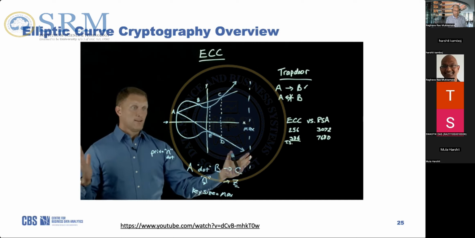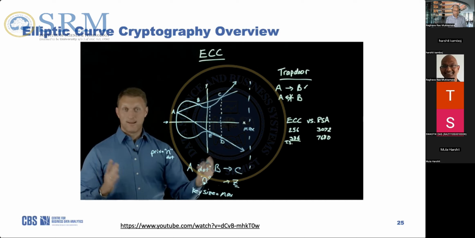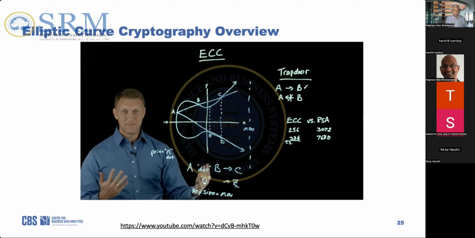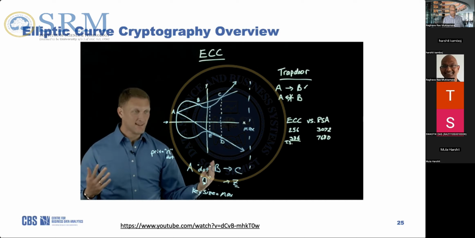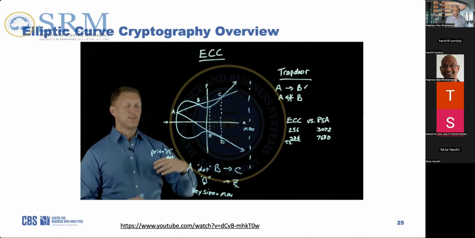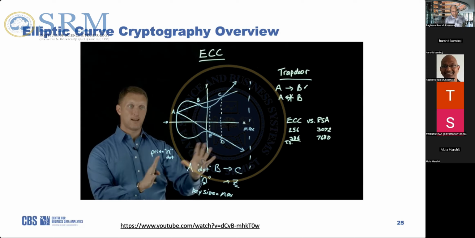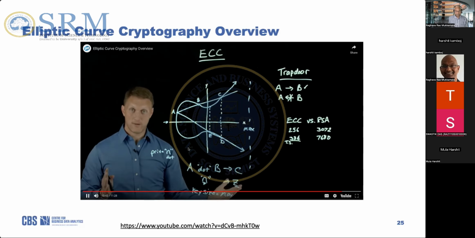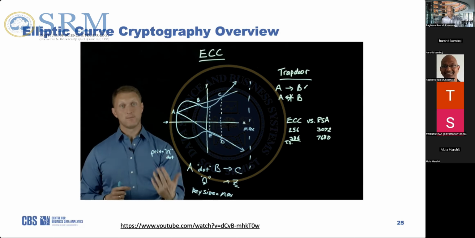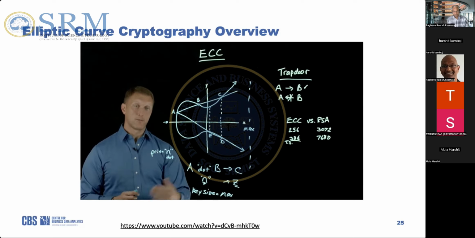Okay, so that's kind of the basics behind it. Of course, elliptic curve cryptography can get extremely complicated. There are more details to it than all of that, but this gives you a basic understanding of what's going on behind the curtain of elliptic curve cryptography.